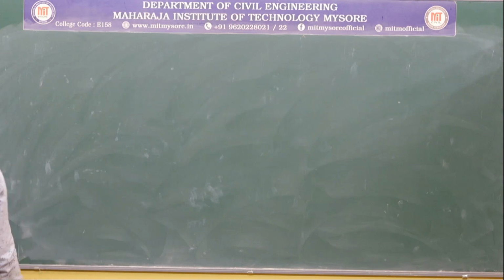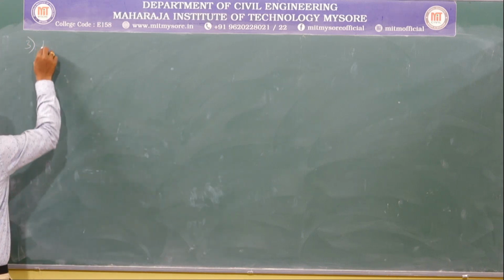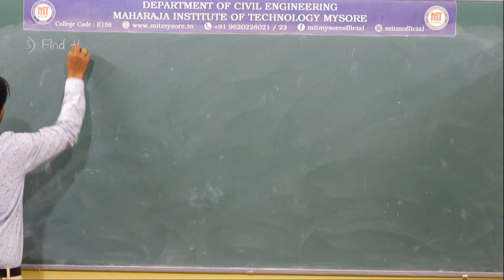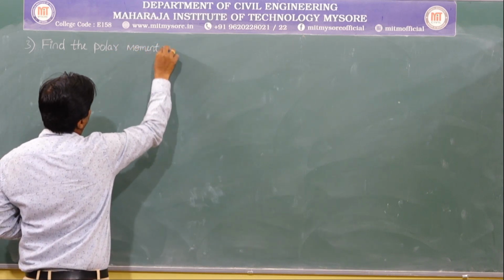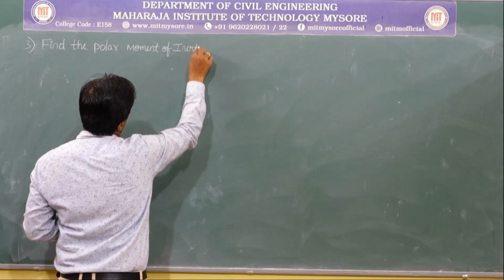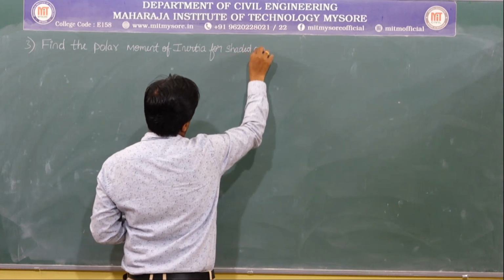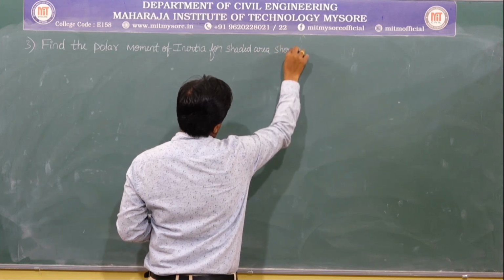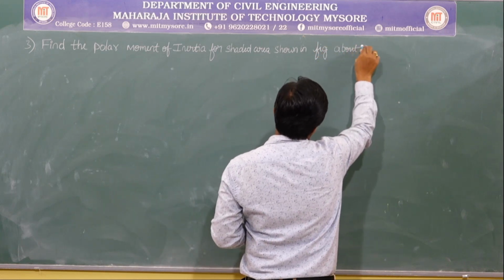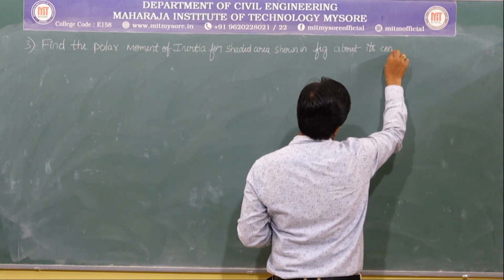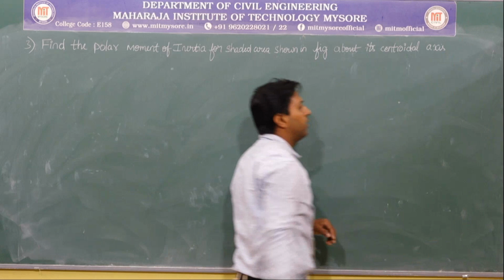Find the polar moment of inertia for the plane area shown in figure about the centroidal axis. So, the third problem: find the polar moment of inertia for the shaded area shown in figure about its centroidal axis. Okay. So, we will solve this problem now.